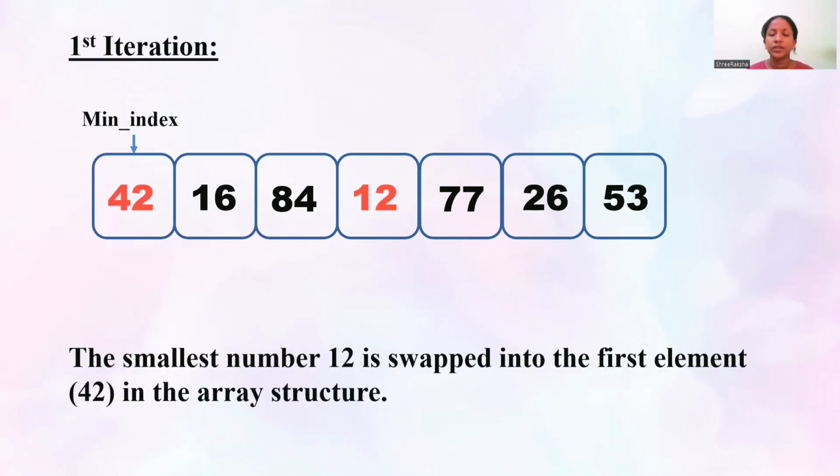In the first iteration, we consider the first element, that is A of 0, 42, as the minimum element. Then we search for the smallest element in the given array. In this array, 12 is the smallest element. Then we swap the first element with the smallest element, 12. You can see here, 42 goes to the A of 3 position and 12 has come to the first position.